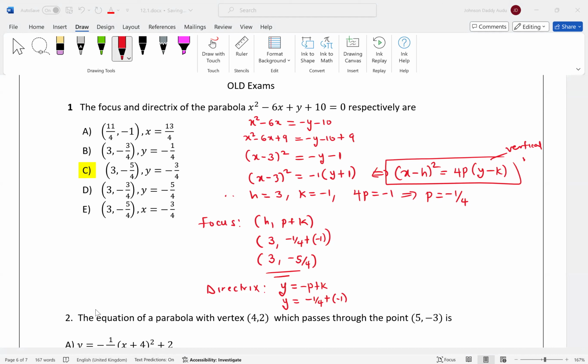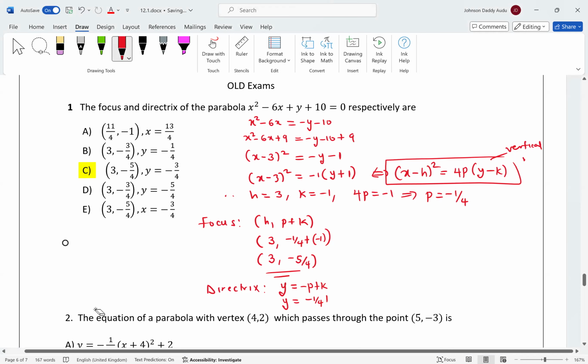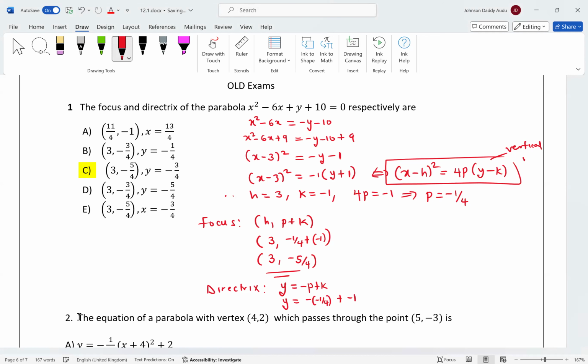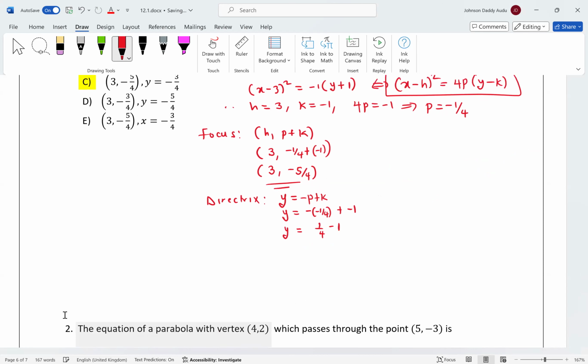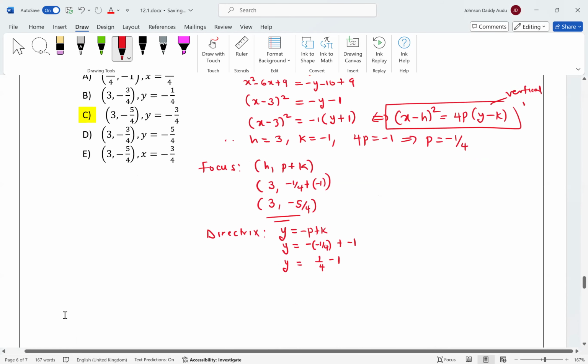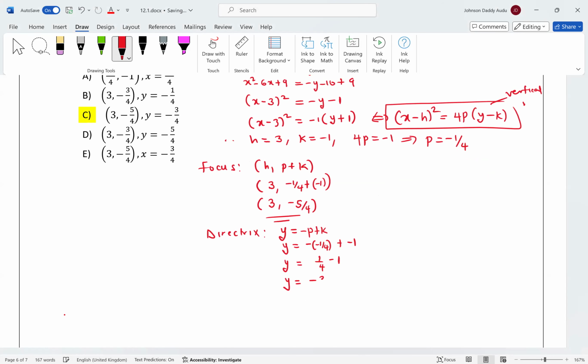Okay, but we have to watch that because our p is negative. So you have minus, minus 1 over 4, plus k, which is minus 1. And this is going to be y equals 1 over 4 minus 1. And so y is just going to be minus 3 over 4. So this is the directrix, and this is the focus.